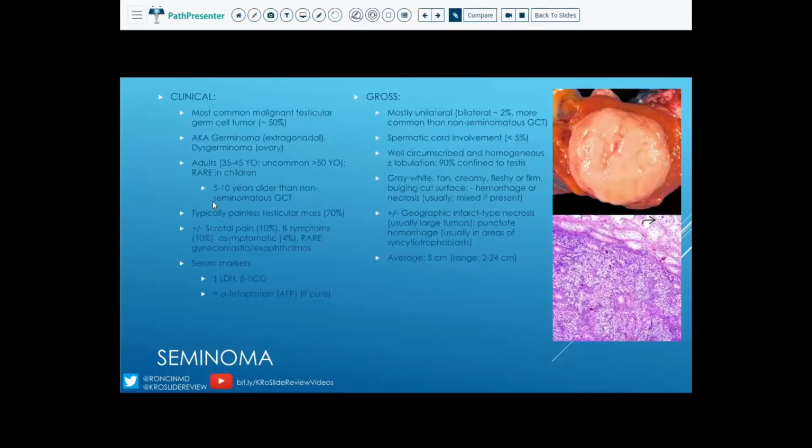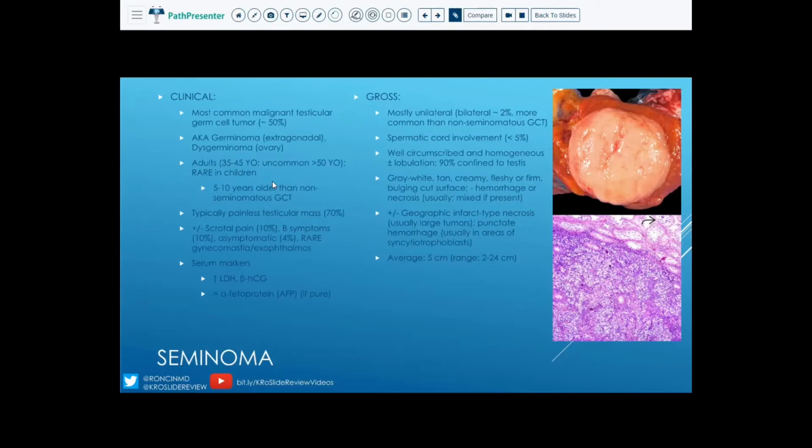This is a seminoma. So this is your most common malignant testicular germ cell tumor. And typically we're going to have germ cell tumor, just GCT, in the presentation as well as your handout. It accounts for about 50% of tumors within the testis, and this is the same entity as germinoma if it's extragonadal, dysgerminoma when it occurs in the ovary. So the exact same process. This is just seminoma when it's in the testis. It tends to occur in middle-aged adults. It's very uncommon to see in older adults and extremely rare in children.